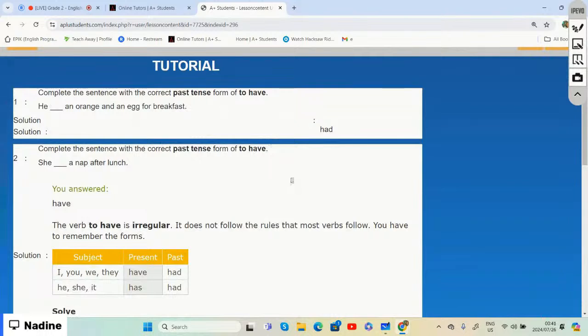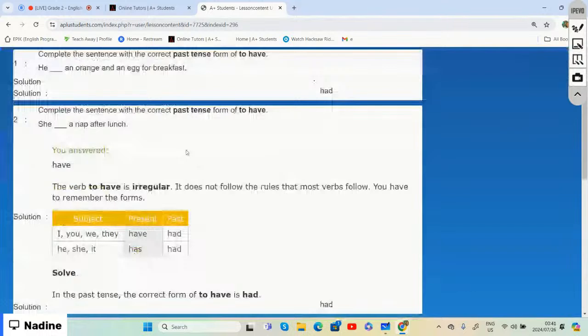All right. The next one is she a nap after lunch. Do we say she has or she had? So she has a nap after lunch. He has a nap after lunch. It has a nap after lunch.